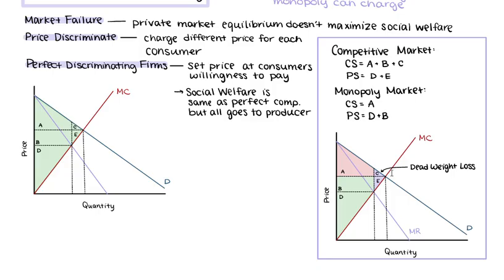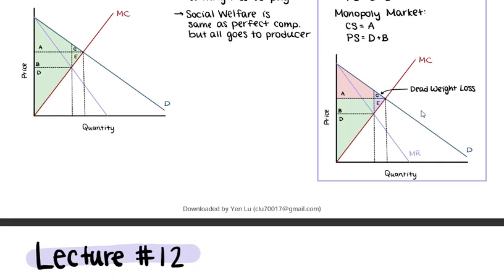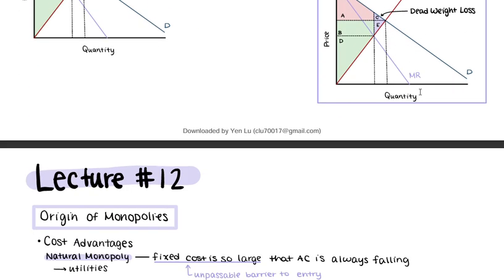And because the monopolist will probably sell less than the perfect competition market, which causes the deadweight loss.